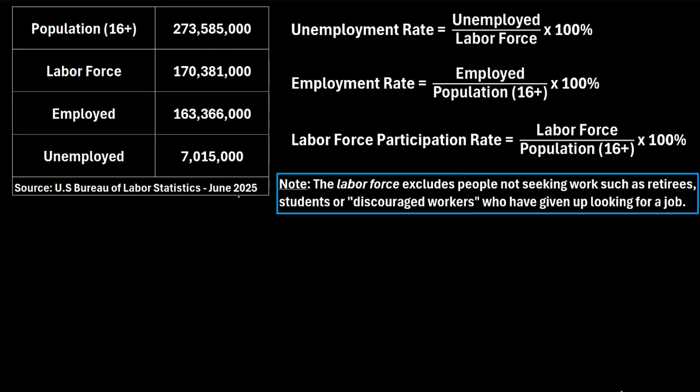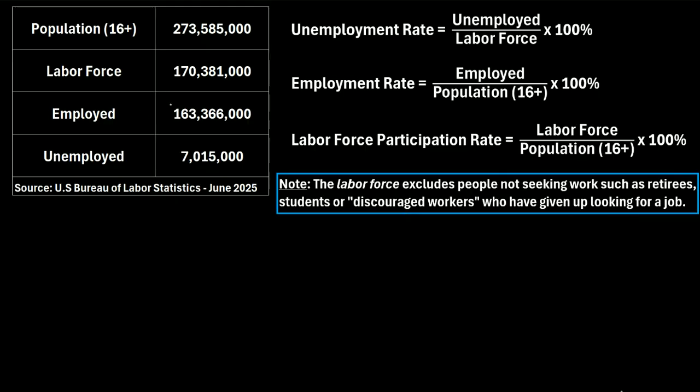Now, in June 2025, the population of individuals who were 16 years or older was 273,585,000. The labor force was 170,381,000. Now, the labor force represents all of the individuals that are either employed or unemployed but actively seeking work. So I've made a note down here. The labor force excludes people not seeking work, such as retirees, students, or discouraged workers who have given up looking for a job. So keep that in mind.